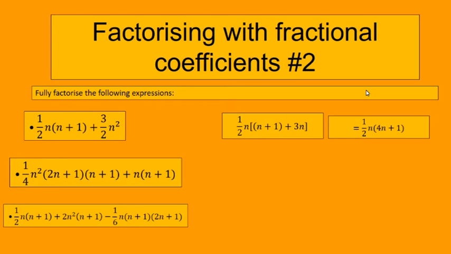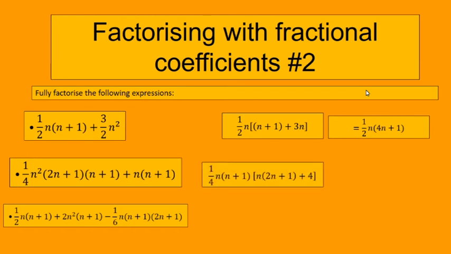Right, for the second one, the smallest fraction is a quarter. They both share an n, and they both share an n plus 1 in a bracket. So that can sit outside. We then need to think about what's missing. So, if we've got a quarter n bracket n plus 1 close bracket outside, then what are we going to put in our big square brackets?